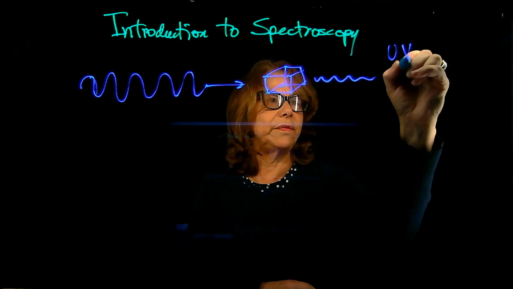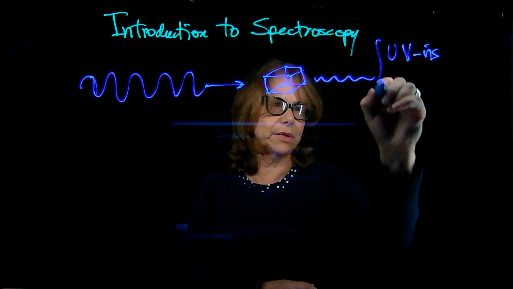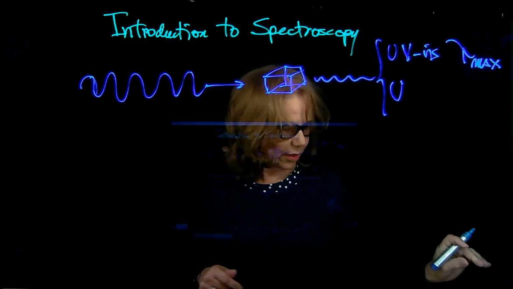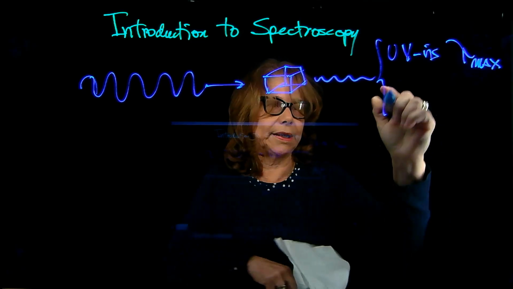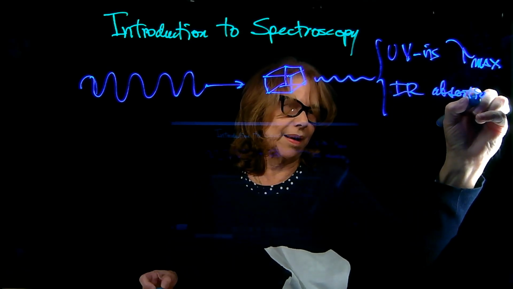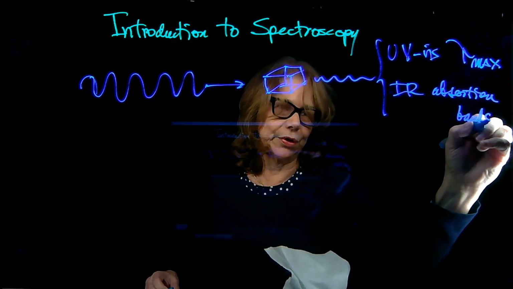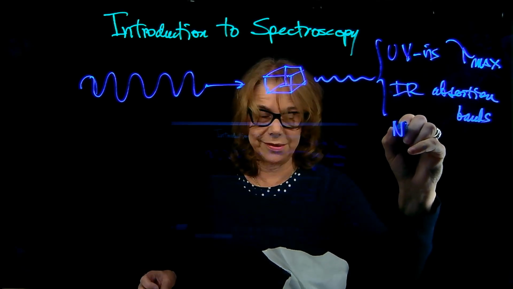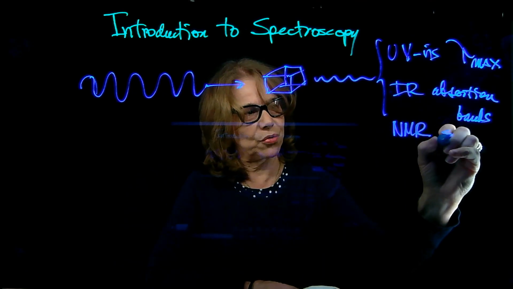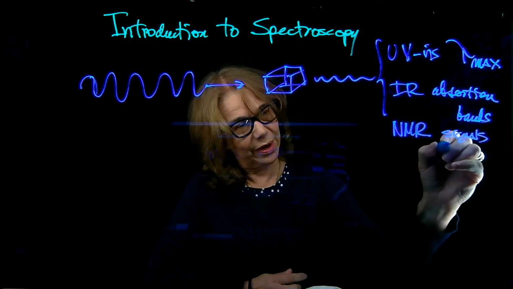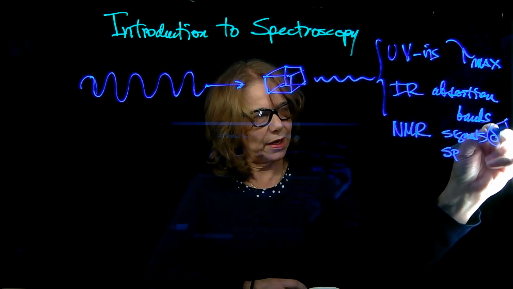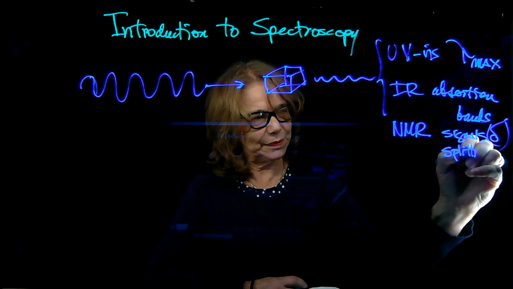For the UV visible, we're going to be looking at specific landmarks. When we do IR, we're going to be looking at a series of absorption bands. And then we're going to be doing later videos on NMR, both proton and carbon NMR. Here we're going to be looking at signals, learning where they are and their shapes, meaning chemical shift and splitting patterns, etc.